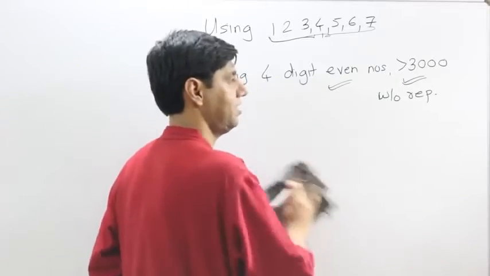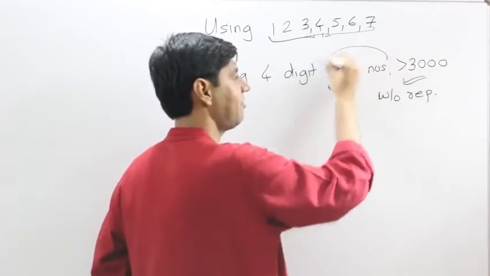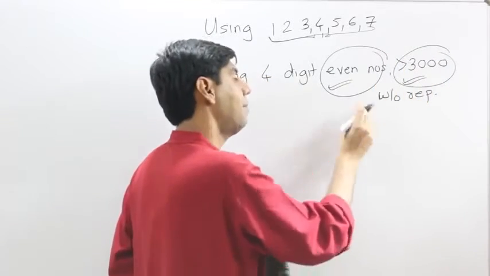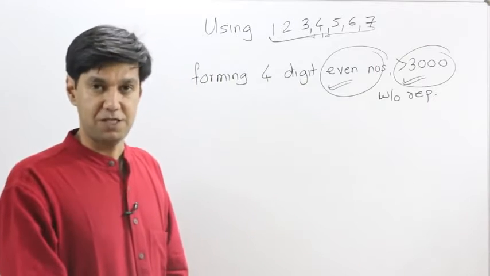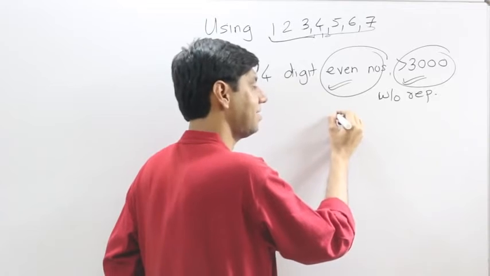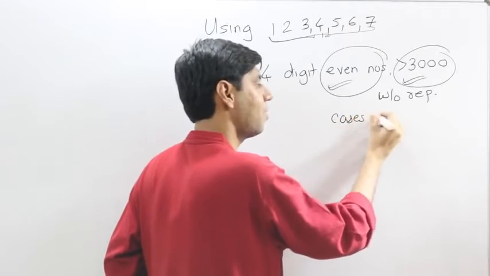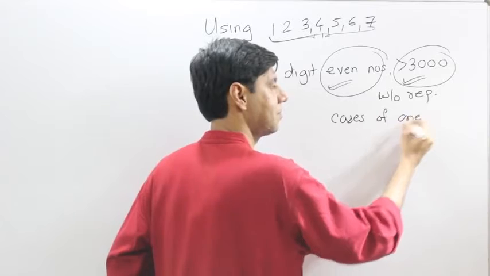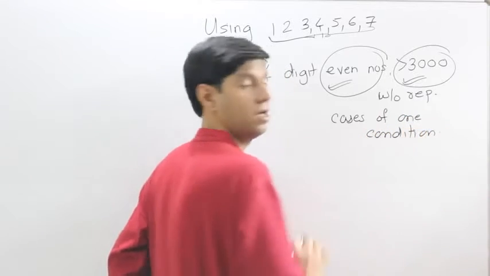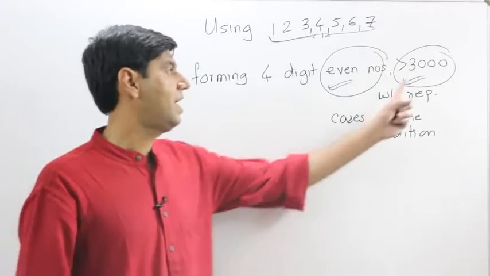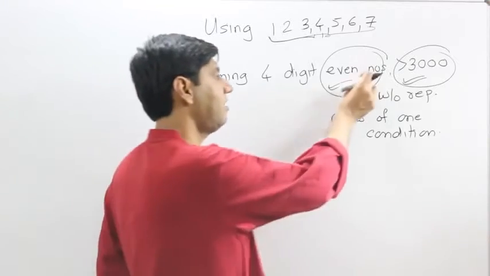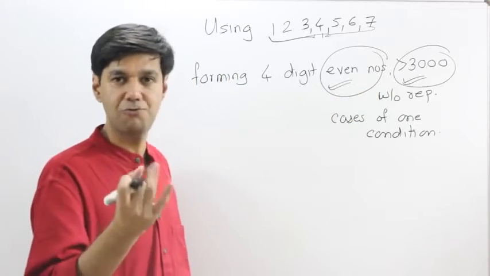When there are two conditions, so I have even as well as 3000. These are two conditions. A much simpler approach, I would say, is to break cases or make cases of one condition. That is using an OR. The leading digit could be either 3 or 4 or 5 or 6 or 7, that's 5 cases. The units digit could be 2, 4, 6, 3 cases.